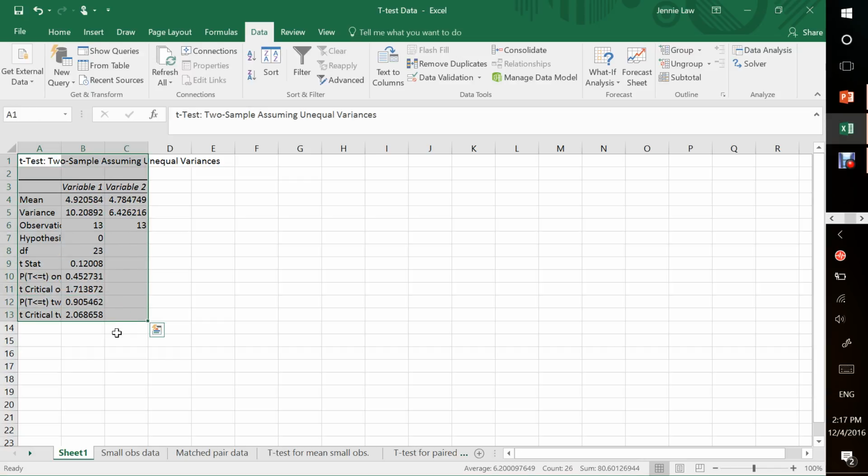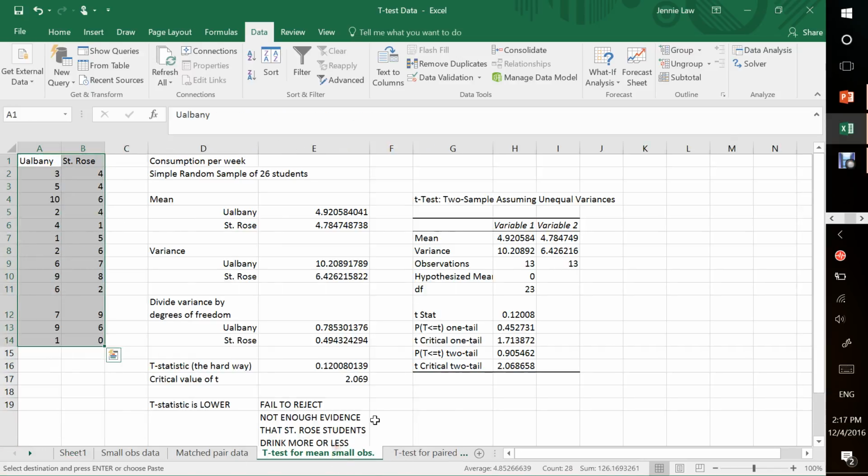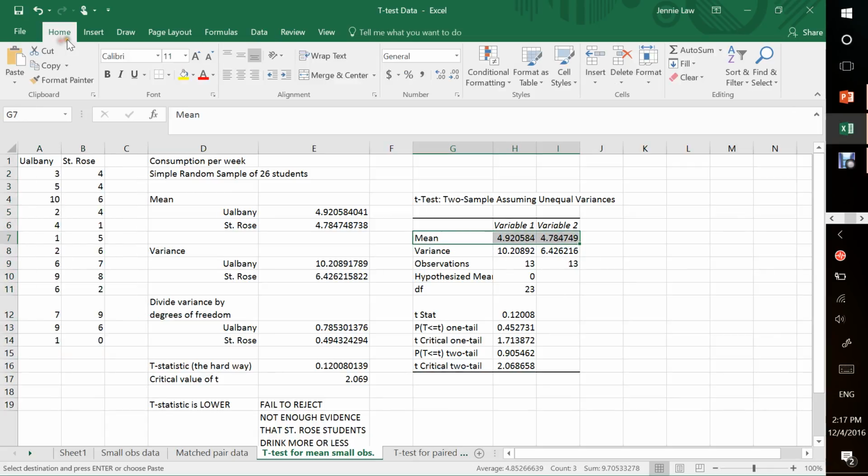And I'm going to move this over here so that we can compare our output to what we calculated. So we can actually see that the means that Excel calculates are the same. The variance is the same. Our number of observations is the same for each variable. You'll notice that they divided up by variable 1 and variable 2. The hypothesized mean is 0. Our degrees of freedom is 23, so we've gone over that.